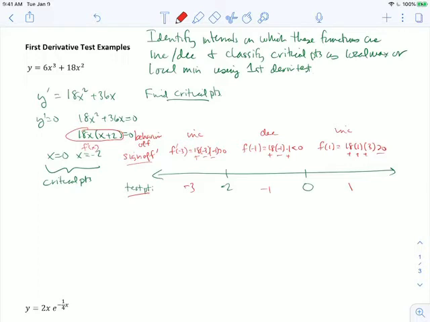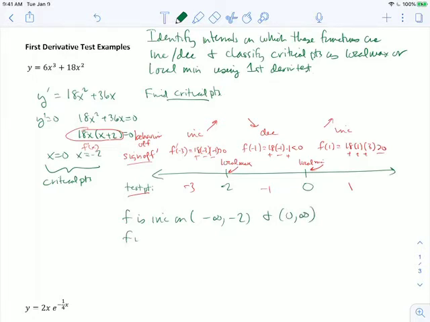And then finally, if I'm going from increasing to decreasing, that must mean that this is a local max here at 2. And if I'm going from decreasing to increasing here, that means that I've got a local minimum here at 0. So I can summarize my results. F is increasing on the intervals from minus infinity to negative 2 and from 0 to infinity. F is decreasing on negative 2 to 0.